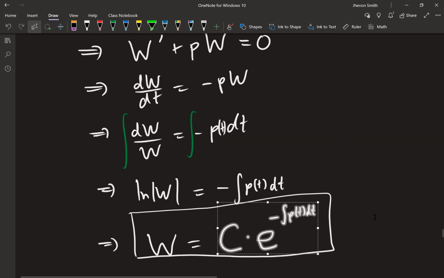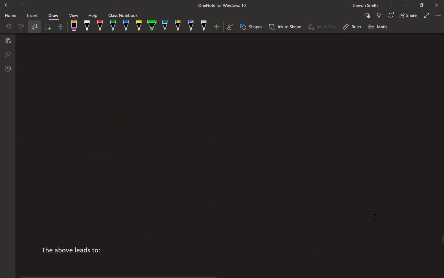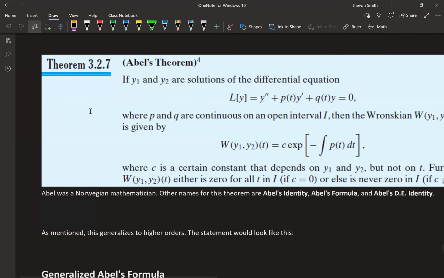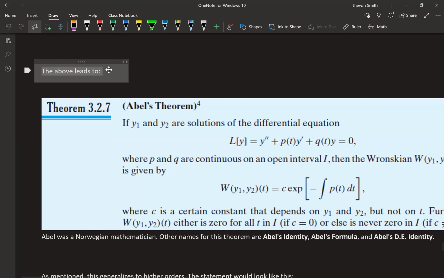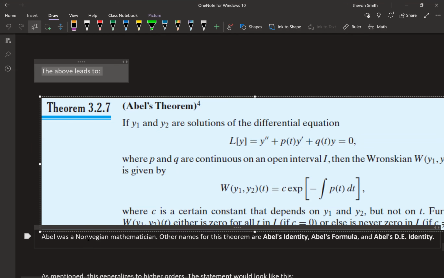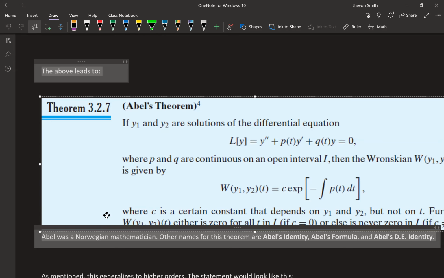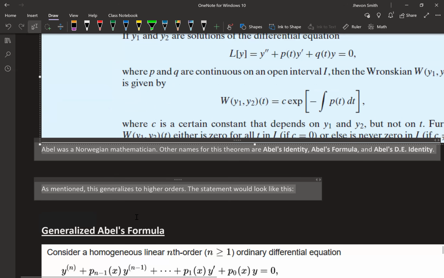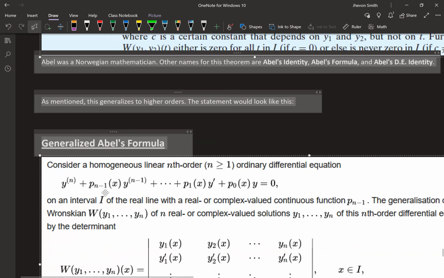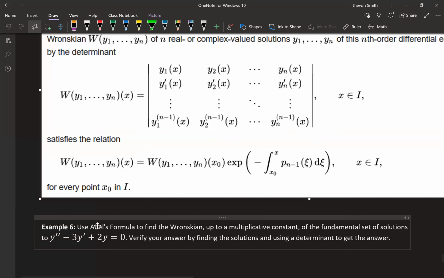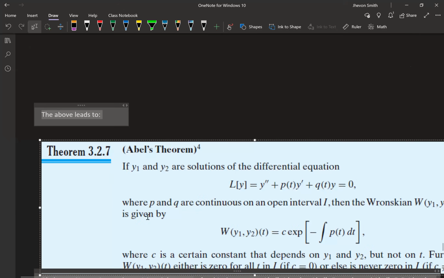Is it going to be non-zero? Is it going to be 0, etc.? Now, here's the thing. This leads to this guy here. So this is just a copy from your class text. This is a generalization. This is not in your textbook, but it's a generalization.